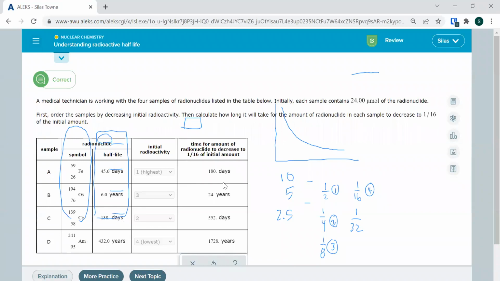Okay, so understanding half-life. First, how fast does it happen? Minutes is faster than days, than years. And then what does a half-life look like? How much value do we have after 4 half-lives, 5 half-lives, 6 half-lives?